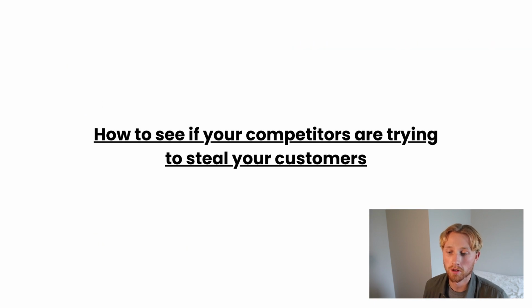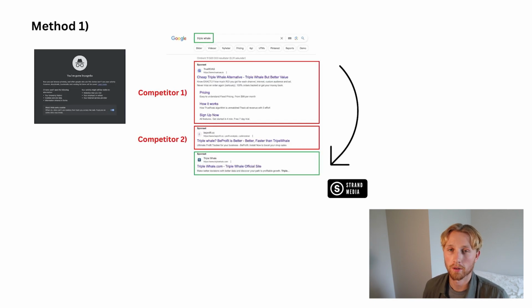But now I'm going to show you how you can actually check if your competitors are currently looking to steal some of your customers. So now the first method you can use if you're not already running Google Ads is just open a new tab. Make sure you open in incognito and search for your brand keywords. So search for your brand name or your brand name and your product and see what comes up. Now, if you have some competitors popping up, that might be because they're actually bidding on your branded keywords.